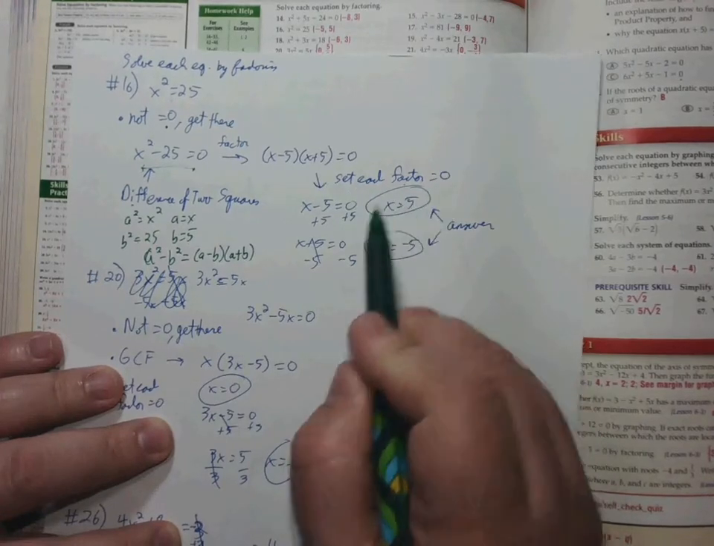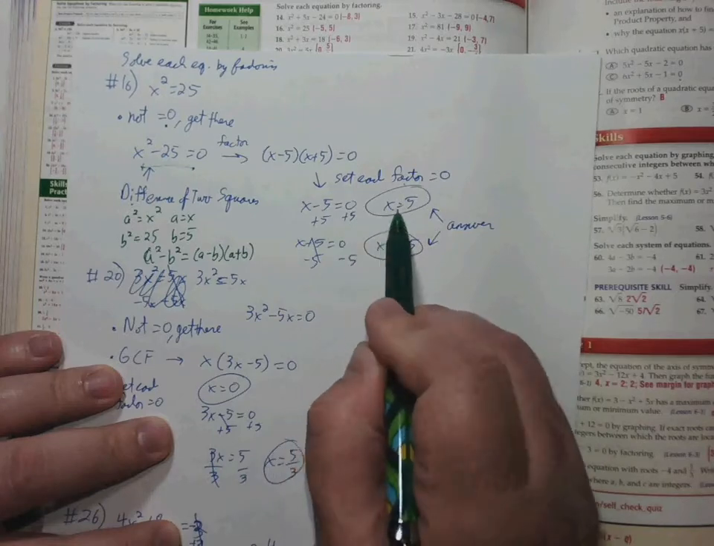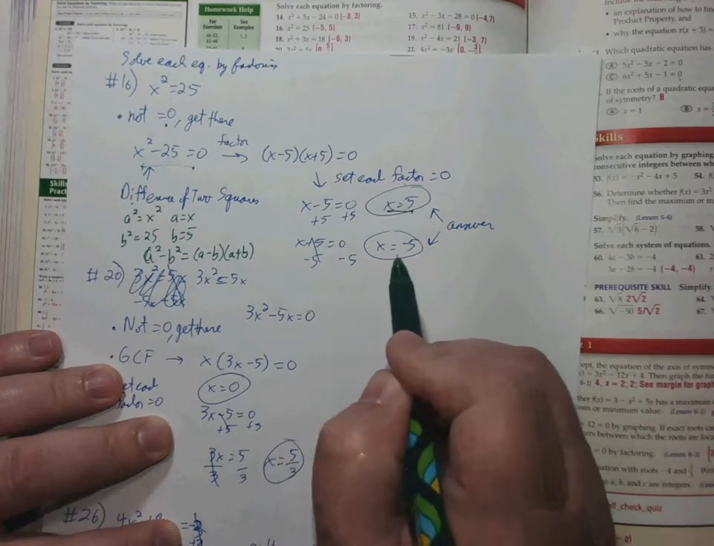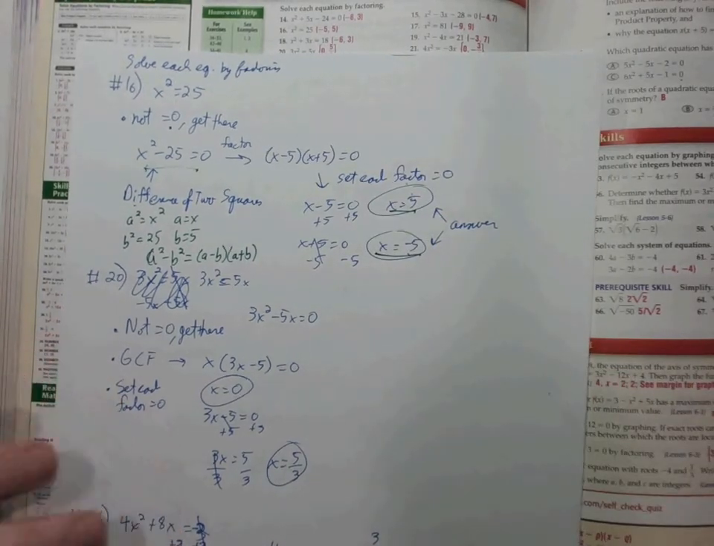Set each factor equal to 0. x minus 5 equals 0, so we add 5 to both sides, we get x equals 5. x plus 5 equals 0, you subtract 5, and you get x equals negative 5. These are your answers.